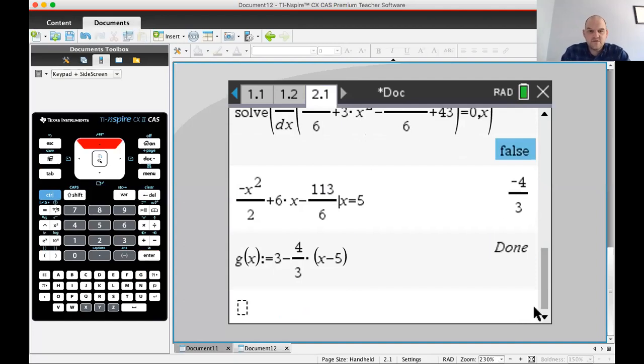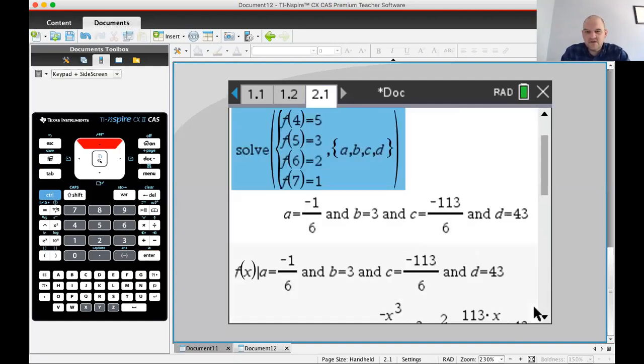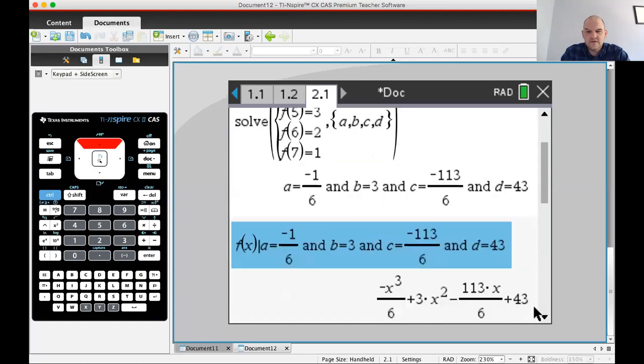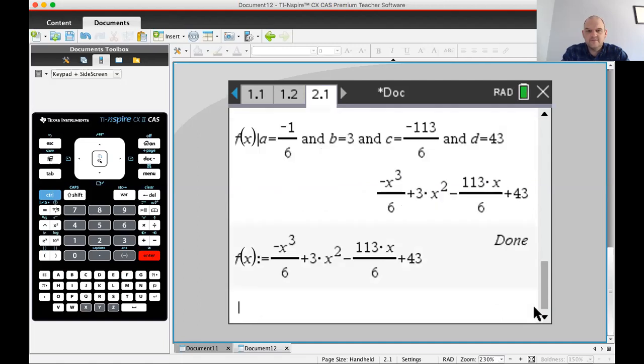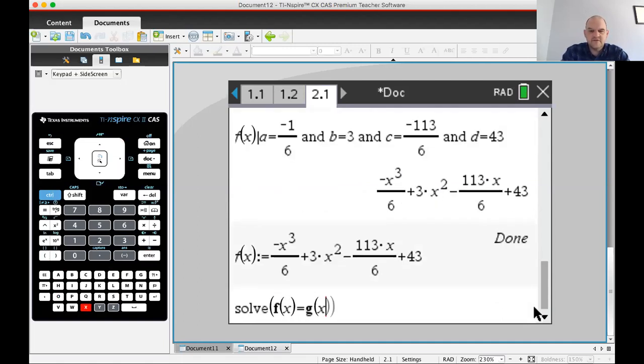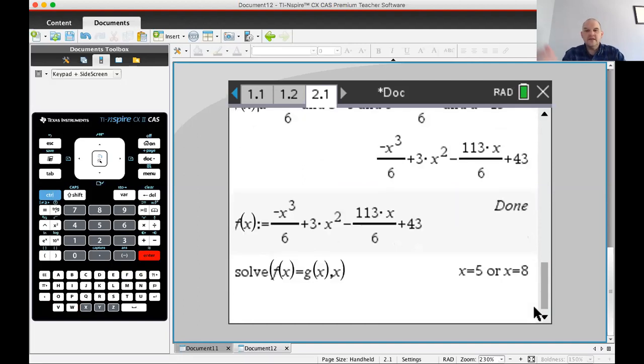F of x. Did we store f of x or did we just mess around with it? So this is f of x. All right, let's see if we can solve f of x equals g of x for x. So I'm expecting 5 to be an answer. I also think 8 is going to be an answer. It is. What the heck?